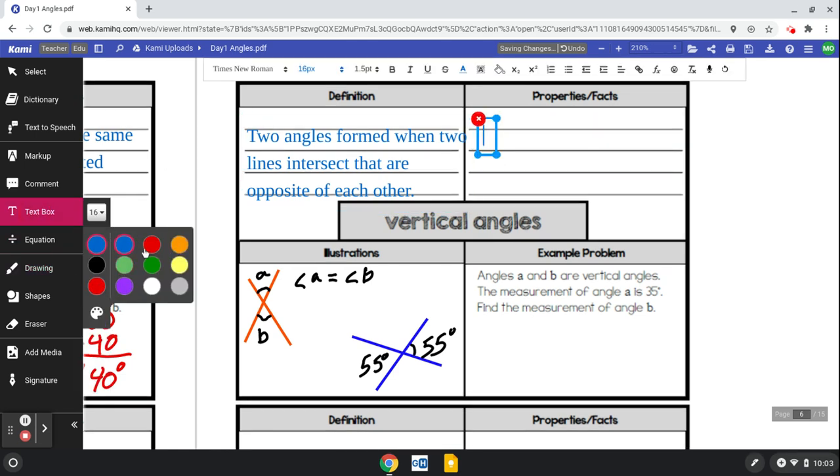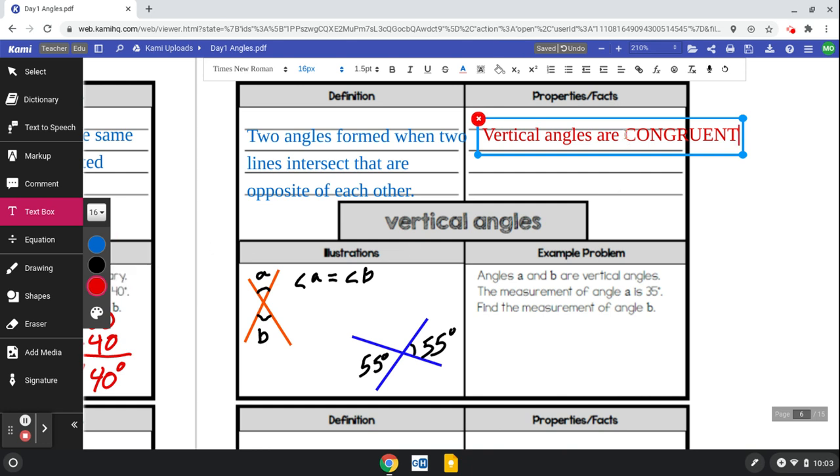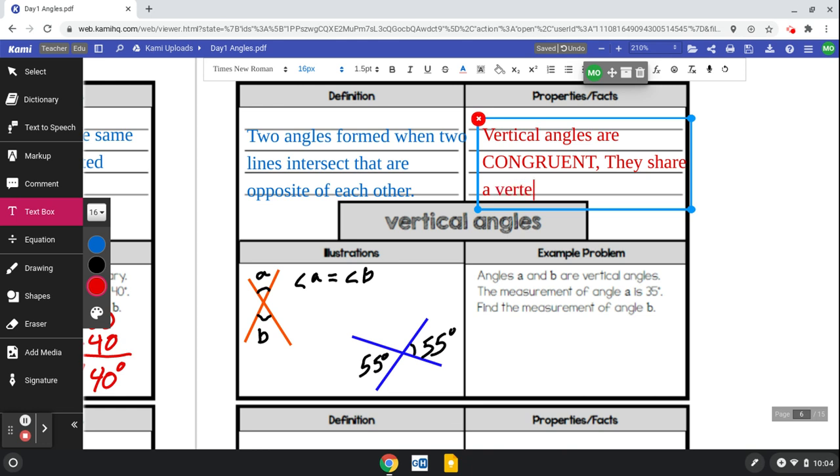I'm going to switch it to red. Vertical angles are congruent. There's your vocabulary word that we've already talked about, meaning they're equal. Something else we need to know is that they share a vertex, but no common ray.